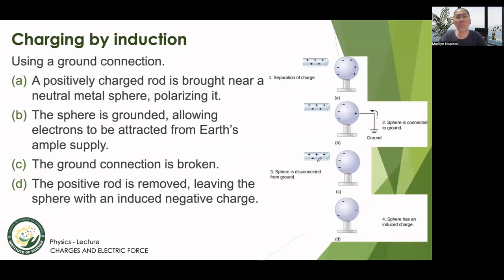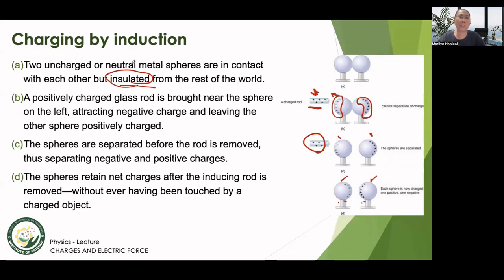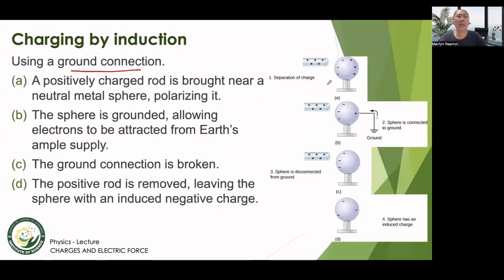Okay, now, there's also charging by induction. Pag sinabi nating induction, gumagamit tayo dito ng ground connection. Okay, so using a ground connection. Yung kanina, this is just the standard way of charging by induction. Pag maglalapit ka ng charged object doon sa neutral object. Pero pag gagamit ka ng ground connection, it looks like this.